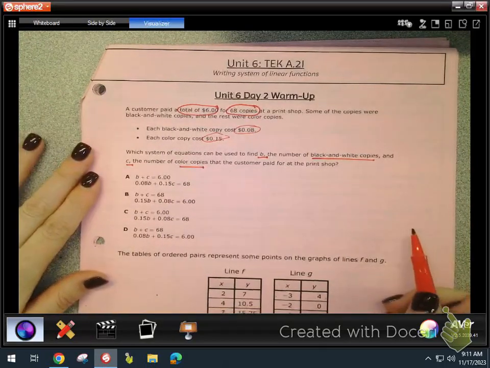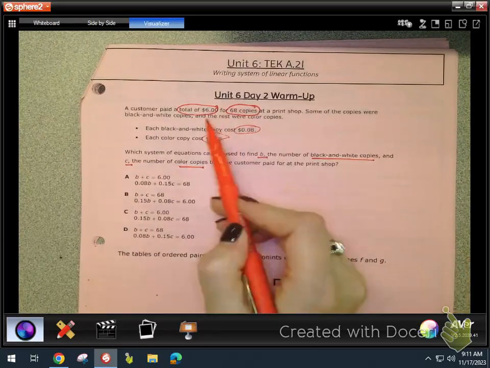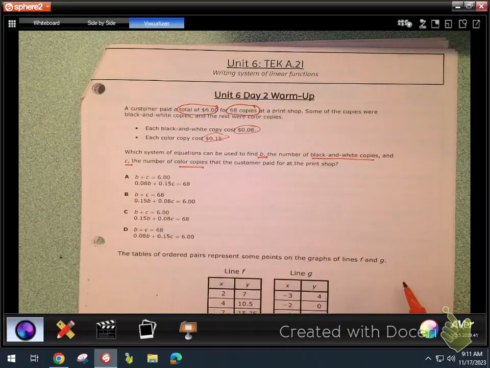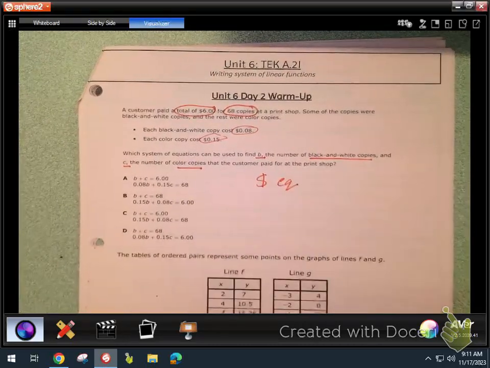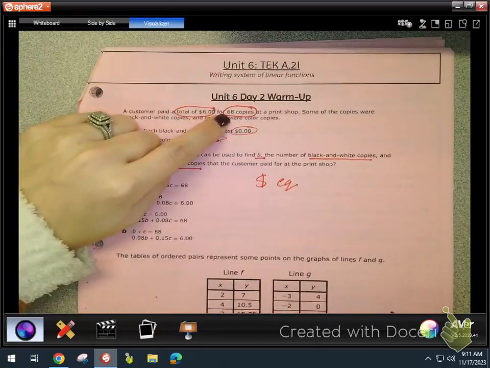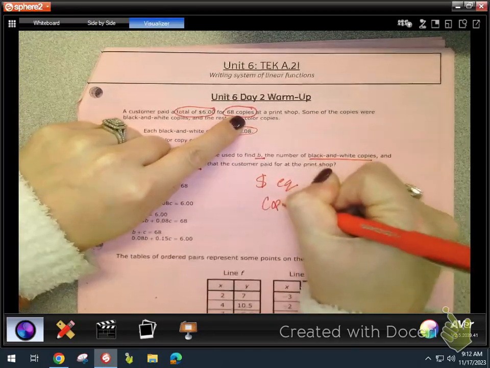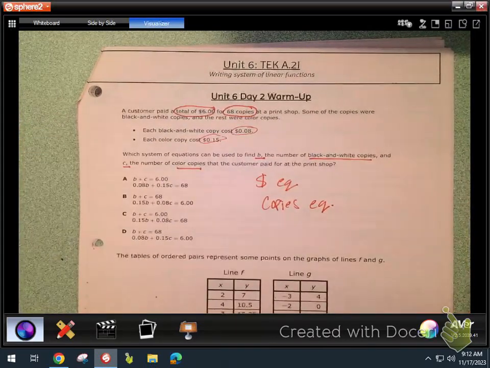When we write our 2 equations, we need to put all the information together. Now, there's 3 numbers here that have a dollar sign. Those 3 numbers, those are money values. Those need to go together. So we're going to have a money equation. And then the other number that we have is 68 copies. So we're going to have a copies equation. That's how we're sorting through here.